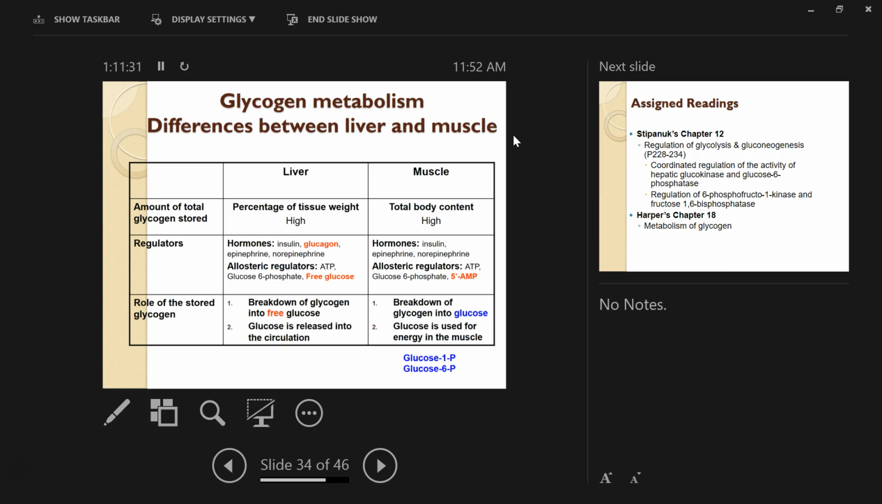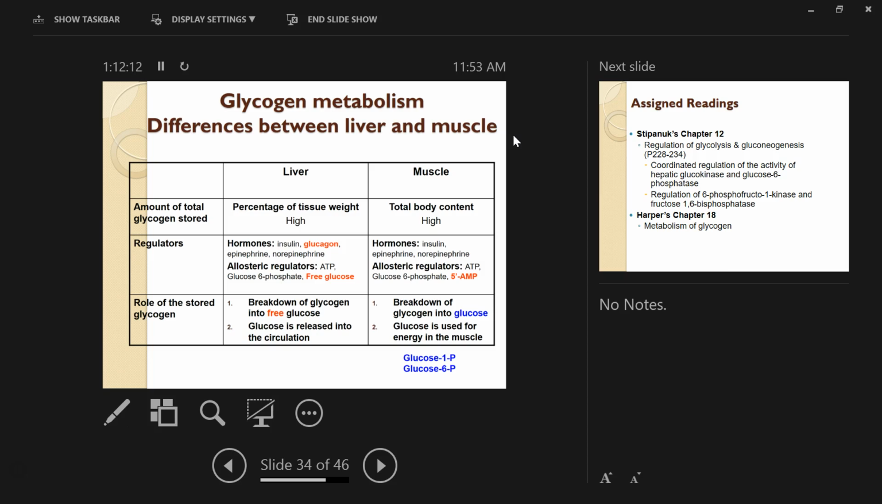And also the role of the stored glycogen is different between muscle and the liver. I think we know this very well, right? The liver can break down the glycogen into free glucose and release glucose into circulation, but muscle cannot release glucose, right? It only breaks down glycogen for use as energy in the skeletal muscle, because of the lack of glucose 6-phosphatase.